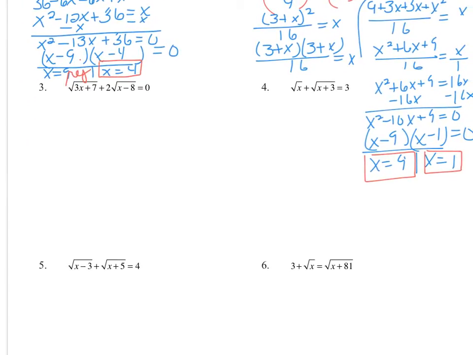That's kind of similar to number 5. And I remember in number 5 what we did is we moved one radical to the other side. So let's do that. So let's subtract 2 radical x minus 8 on both sides.